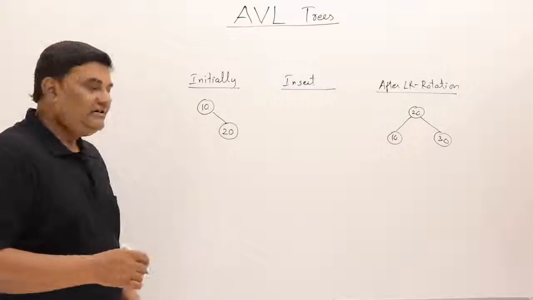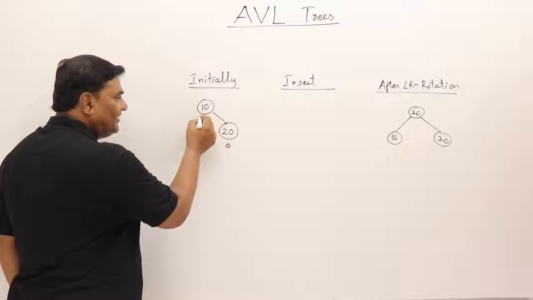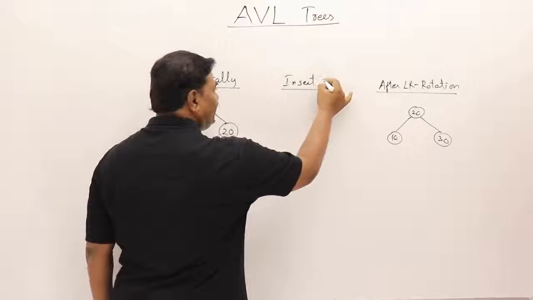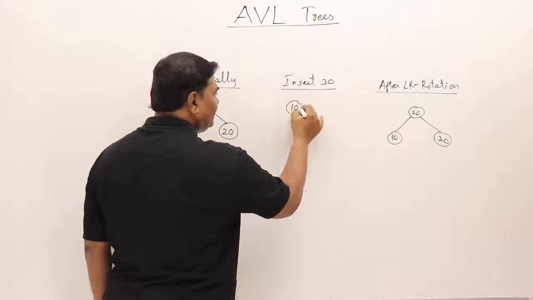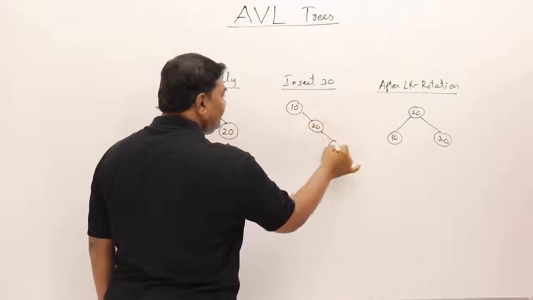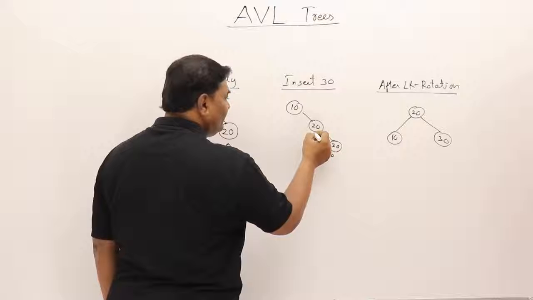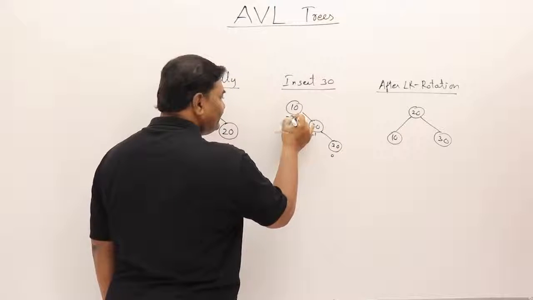This is the initial tree. The balance factors are 0 and 1. Now insert 30 in this one. 30 is greater than 10 and greater than 20, so 30 comes on the right side of 20. Then the balance factors are 0, and this is -1, and this is -2.